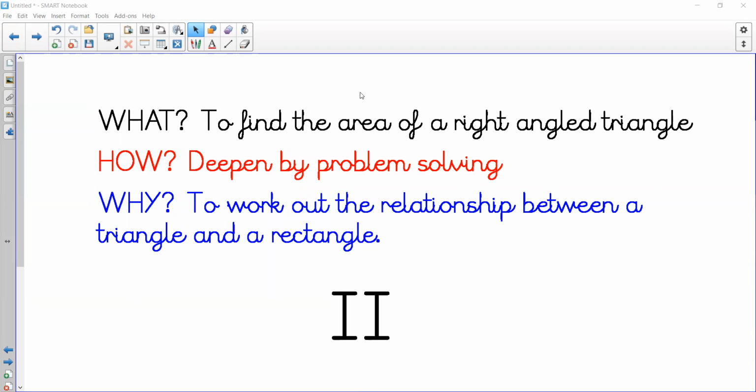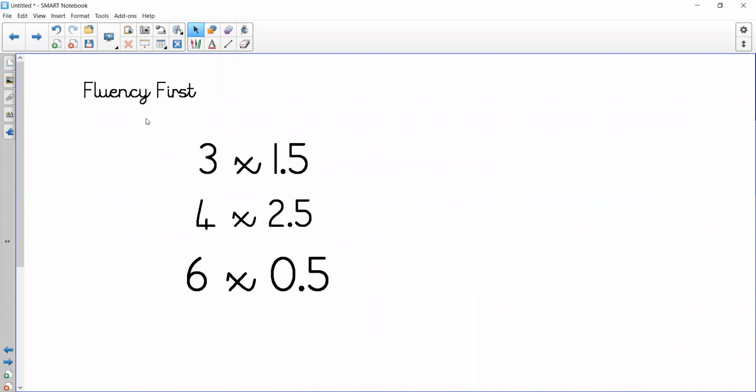We're moving on to our next maths lesson this week. Today's Wednesday. We're going to find the area of a right-angled triangle. So I've just put number 2 there because this is the area of a triangle number 2, and we've got another lesson on it tomorrow as well. So we're going to move on quite swiftly.